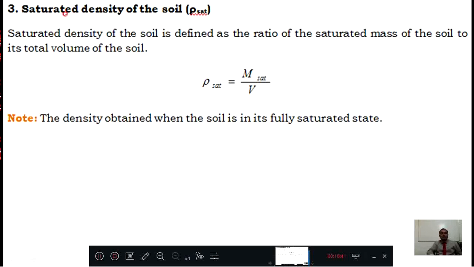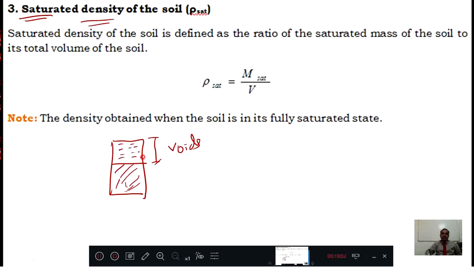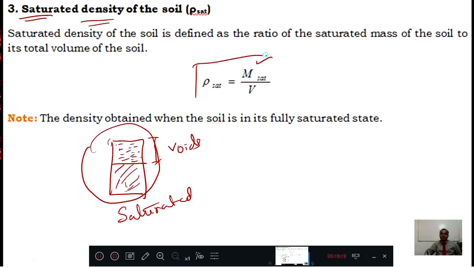Now coming to the saturated density. The word saturated is used here, the saturated density of the soil. Here, saturated means what? In the three-phase system, you already know this is the solid state, and these are called voids. If the entire voids are filled by water, then this condition is called saturated. Now when this is saturated, if you measure the entire mass of this and compare it with its volume, then you will get the saturated density.